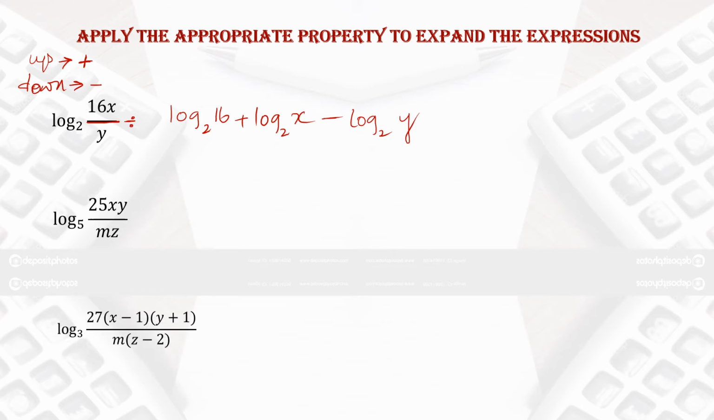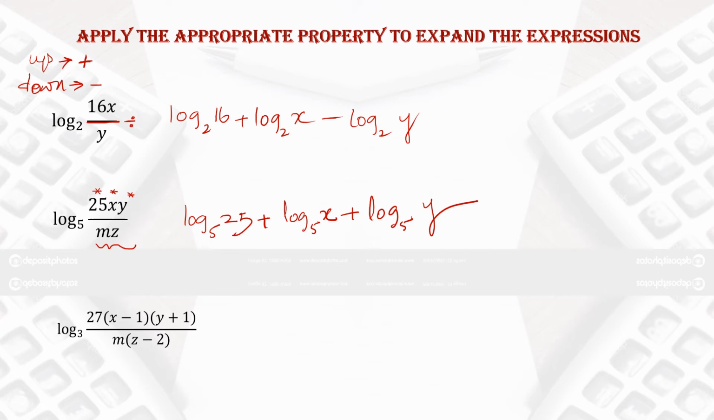Now let's see here. Look, 25 is on the top, x is on the top, y is on the top. So you write every term: log base 5 of 25. X is on the top, so write log base 5 of x. Y is on the top, so you write here log base 5 of y. Now m and z are multiplying with each other, but in actual they are dividing the whole numerator.